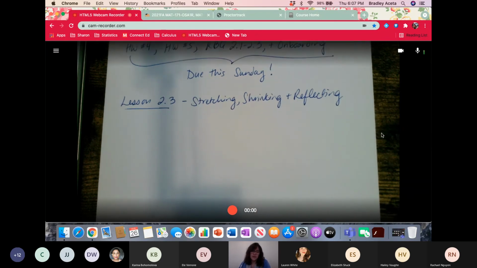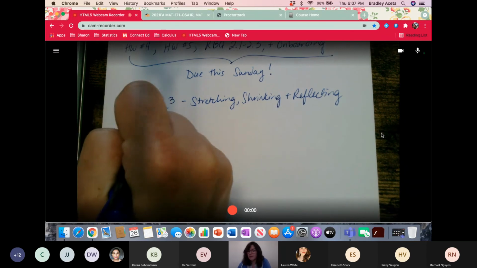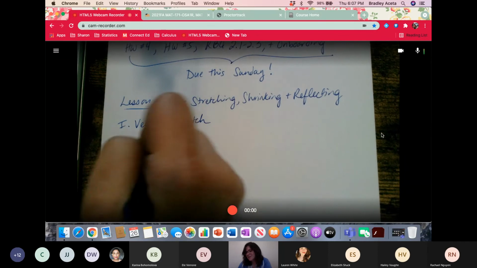A little function yoga. That's what I like to say. No one thinks that's funny but me. But, you know, vertical stretch. What's a vertical stretch?